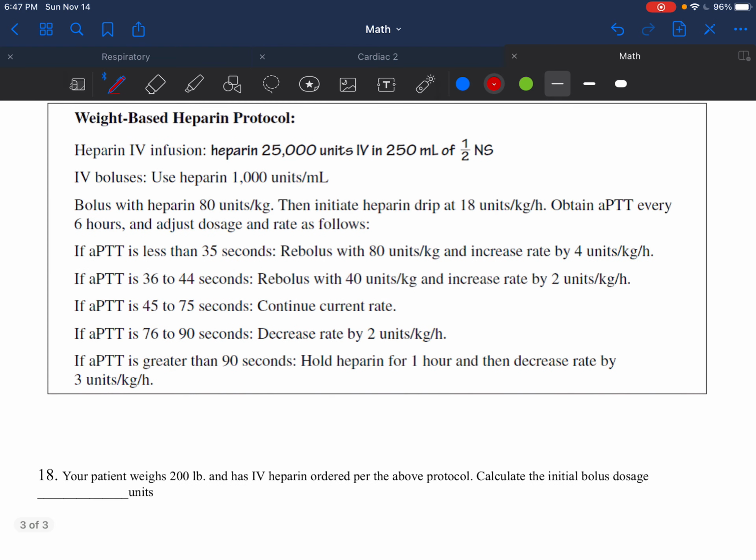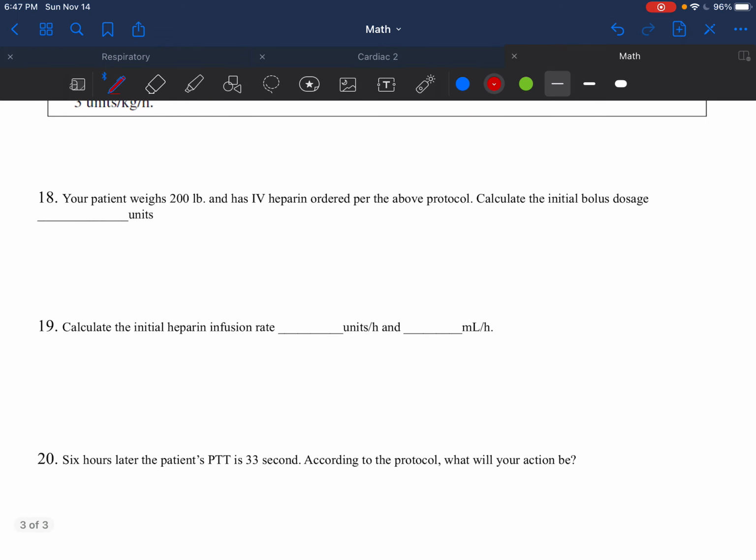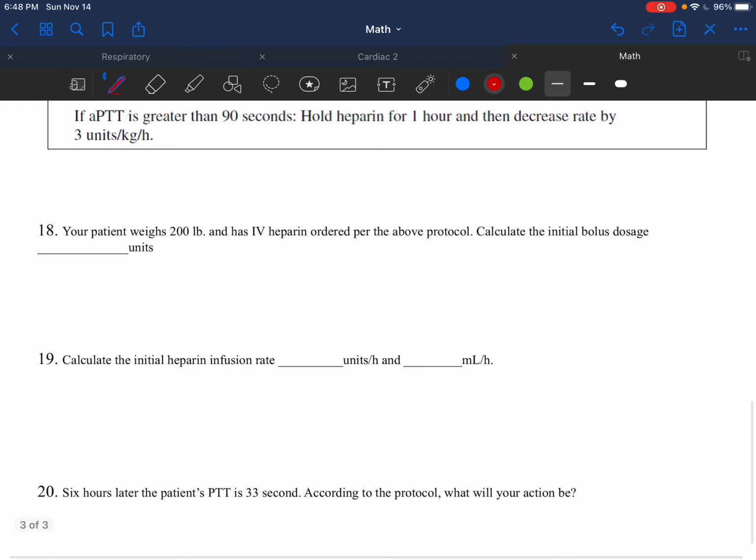So with a heparin problem, you're always going to have your heparin protocol, which is what's in this box. It might not always be in a box like this. It might just be written out on your test, but you're always going to have some sort of instructions that kind of tell you, like this is what would be in the patient's chart if they were on a heparin drip. I chose this problem because it's broken up into 3 different little problems, and it has all the components of heparin that they might ask you on a test.